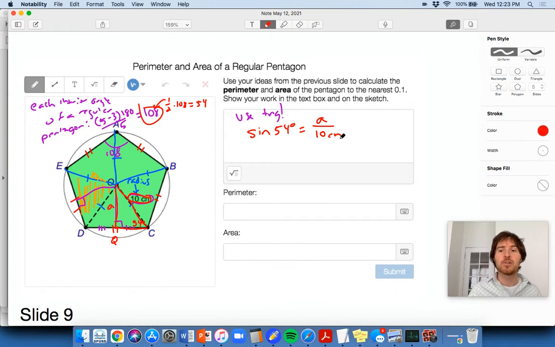Okay, what do I do now? I multiply 10 centimeters by both sides. Oh, I can do A over sine of 54, right? I got to solve for A. Well, I'm solving for A. That's easy enough. I just multiply sine of 54 by 10 centimeters, which I'll do right now. I'll show it to you guys here. So I'm the teacher, I need to show it. Well, you should show your work too, okay?